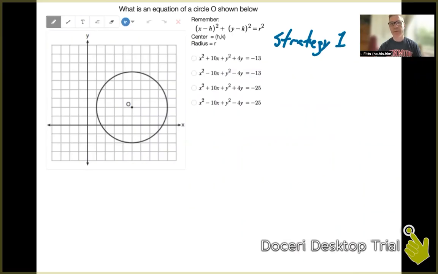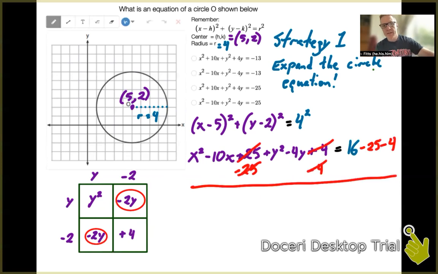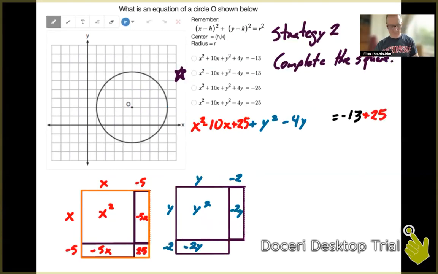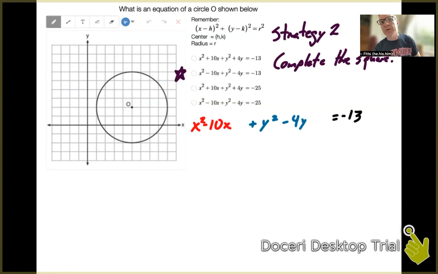Hold on. And that's going to equal 16. Whoa. Hold on, Mr. Fitz. That went a little too fast. All right. Actually, I didn't want it to go that fast. Why did it do that? Oh my God. What was I doing?